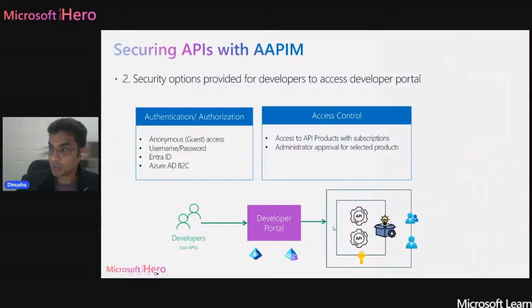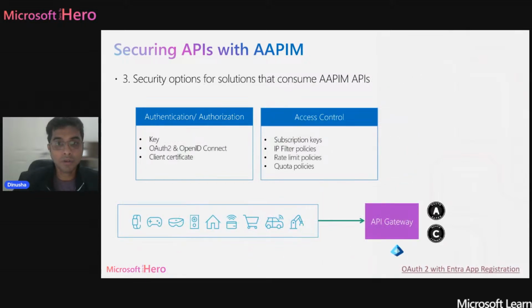And previously, you saw that we can do another level of security using products and subscription keys. We can secure our APIs for consumer applications as well, by integrating various authentication and authorization mechanisms. As you can see here, we can use an API key, OAuth2, OpenID, client certificate, and there are many other options as well.